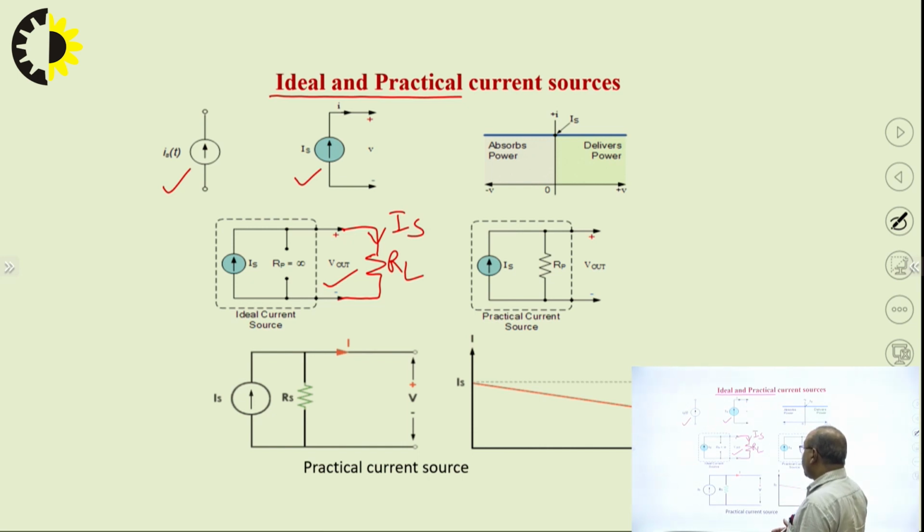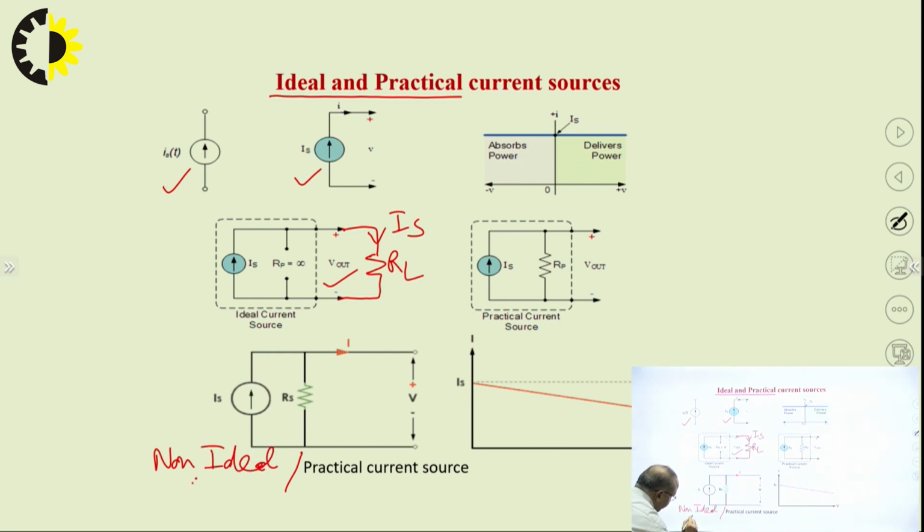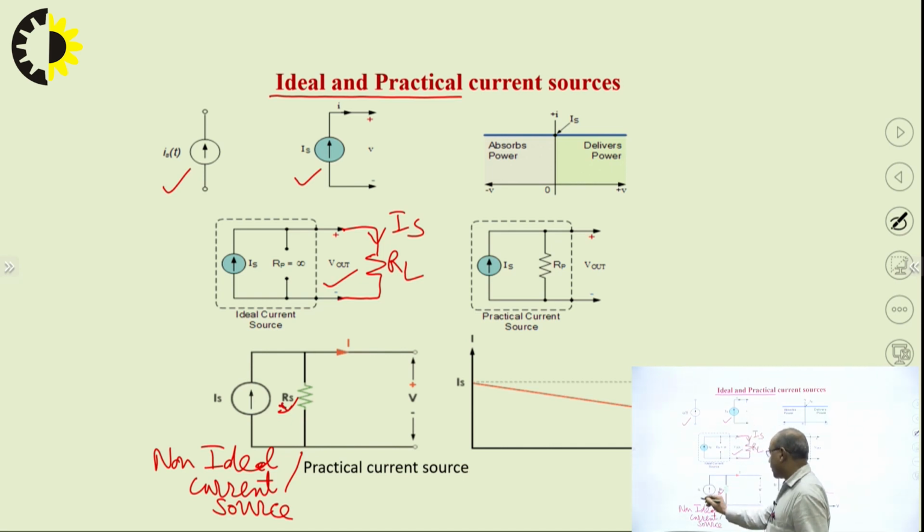While in case of the practical current source or non-ideal current source, it has a finite value of internal resistance. This is Rs, the finite value of internal resistance, and that is connected in parallel to this current source. Is is the current for this current source.